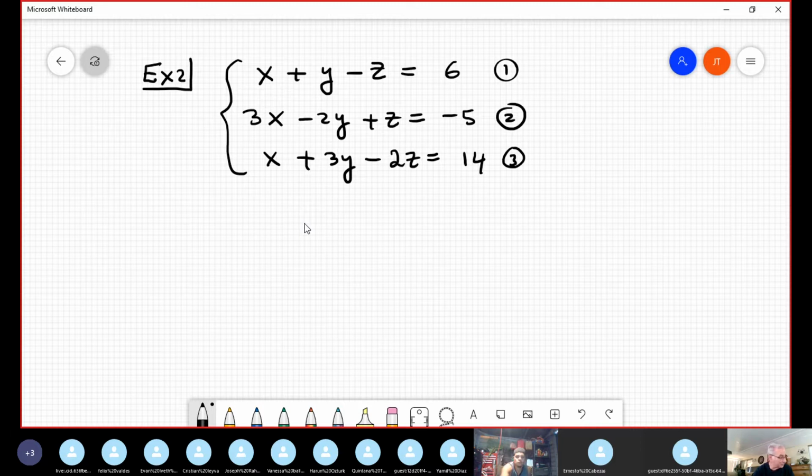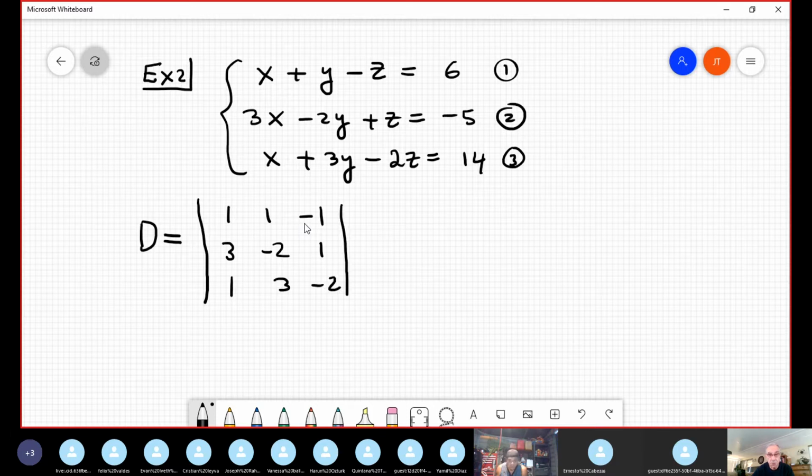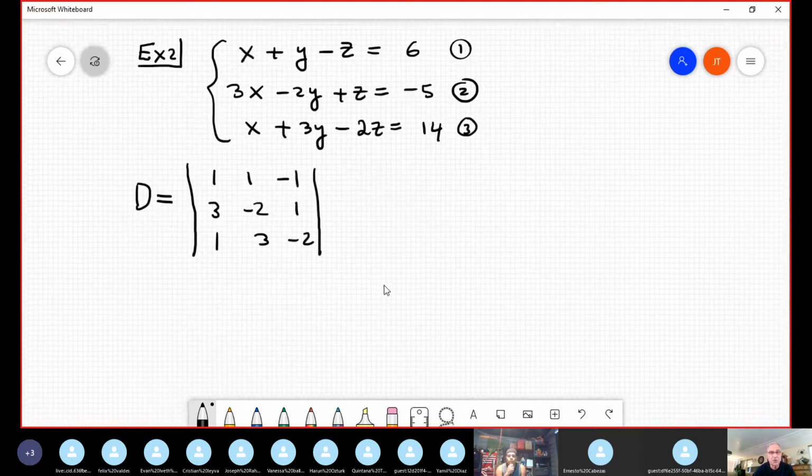And sometimes one thing happens I want to explain, but no. Okay, so what is the organization? You compute D. Okay, D is the determinant formed by 1, 1, minus 1; 3, minus 2, 1; 1, 3, negative 2. Okay, we can do it by hand, but no, let's do it by the software. But let me finish the organization.